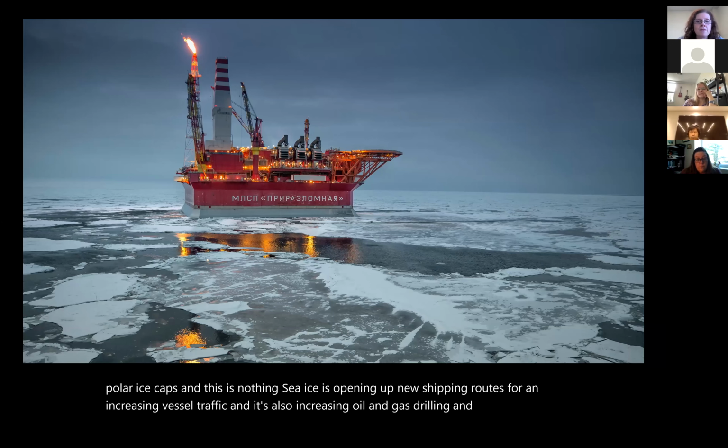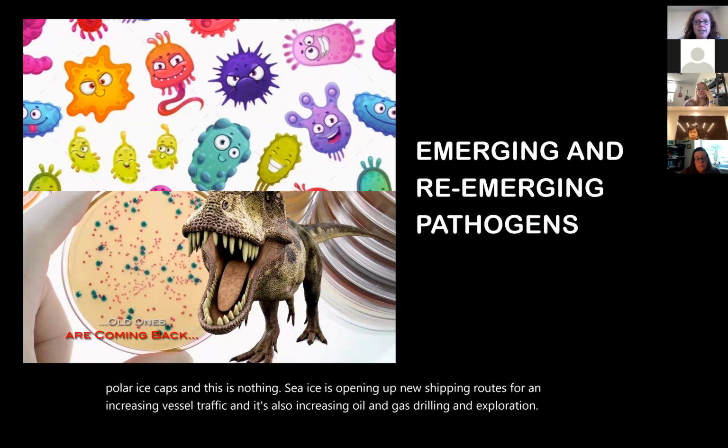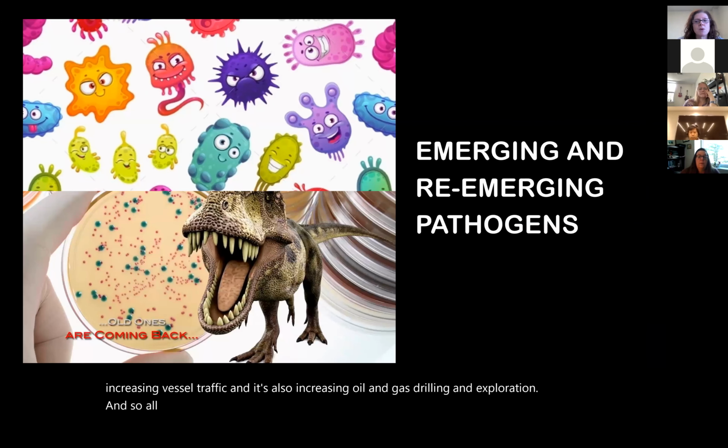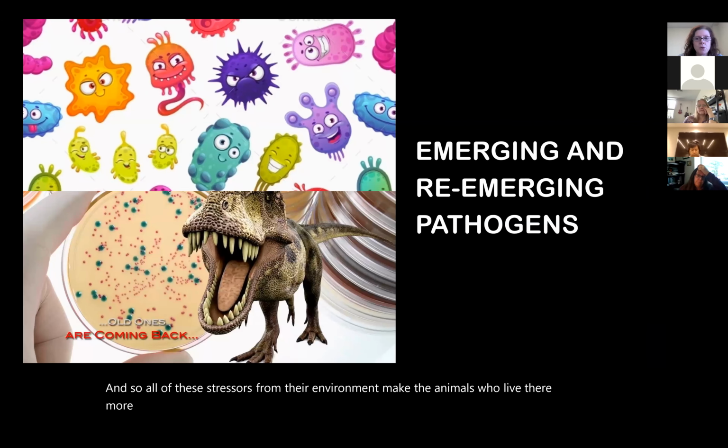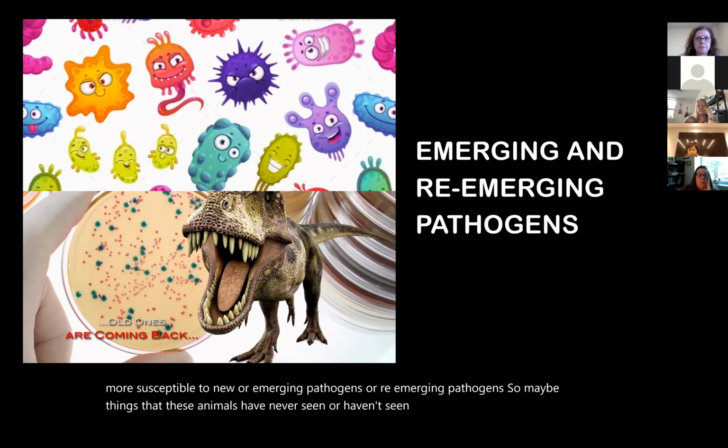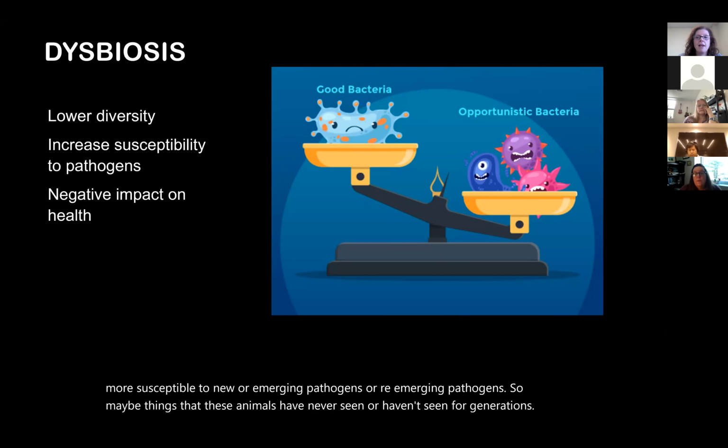And so all of these stressors from their environment make the animals who live there more susceptible to new or emerging pathogens or re-emerging pathogens. So maybe things that these animals have never seen or haven't seen for generations. And this can be bad for the belugas.